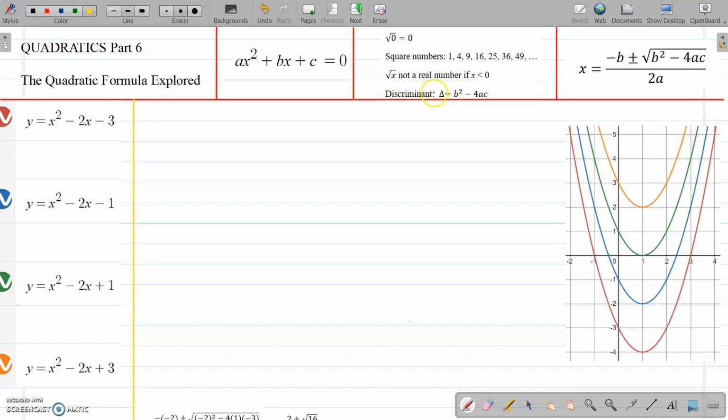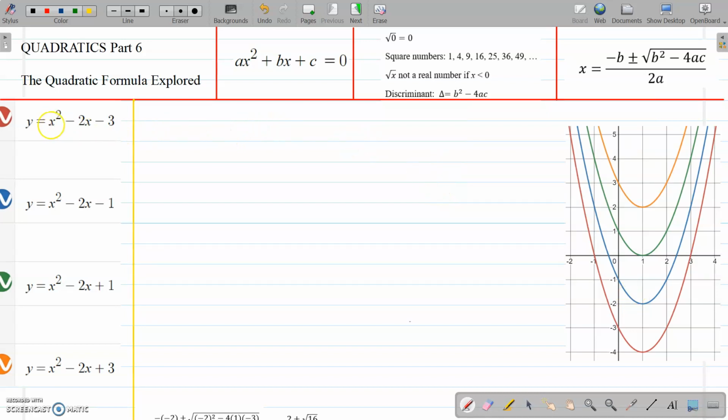The discriminant is defined as the bit of the quadratic formula that's under the square root symbol, the b squared minus 4ac, and we give it this delta symbol. The significance of the discriminant will be discussed during this video. Now, on the left of the screen, I have 4 different quadratic equations, and their graphs are plotted on the right here, in the corresponding colors.